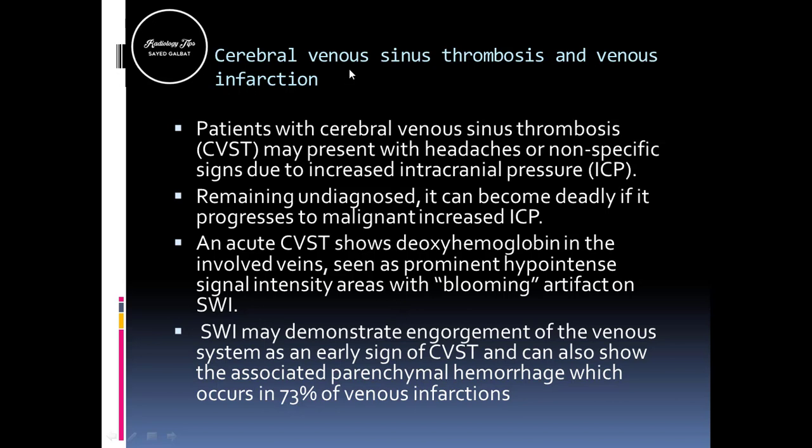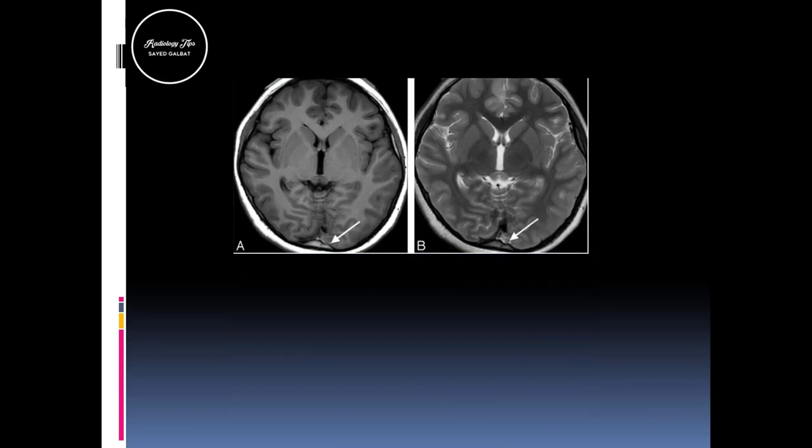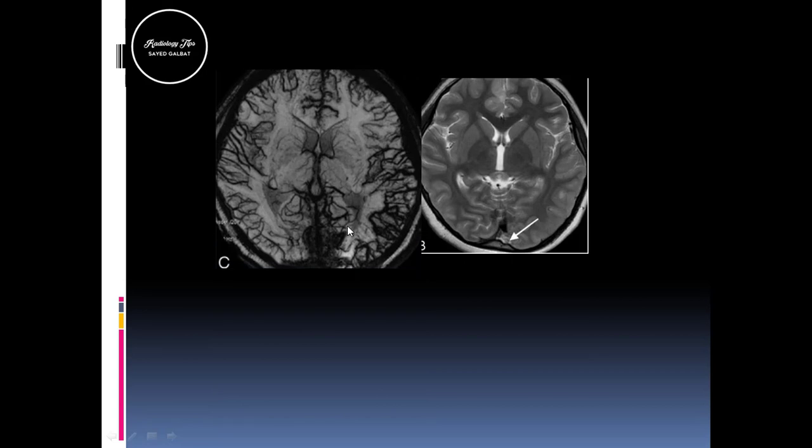In cases of cerebral venous sinus thrombosis and venous infarction, also the SWI has a very significant importance. Look to this example. This patient has a loss of normal signal void in the superior sagittal sinus in both T1 and T2, which is indicative of sinus thrombosis. Look to the SWI. You can see a large area of blooming artifact at the site of the thrombus.